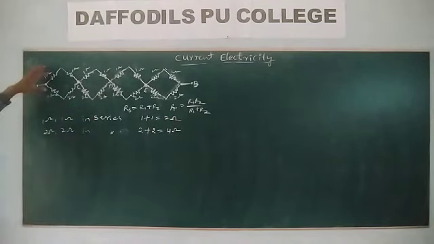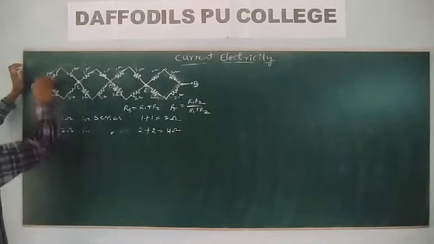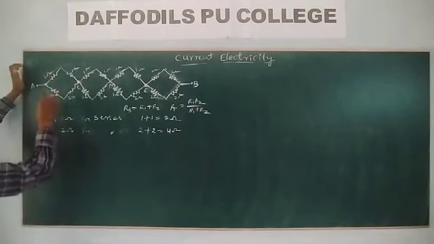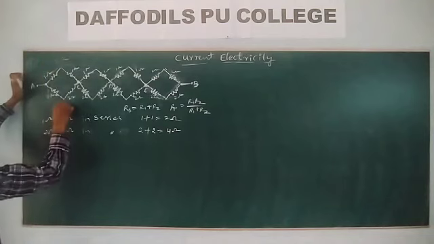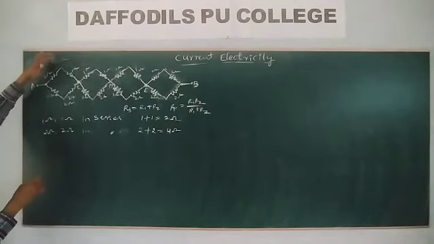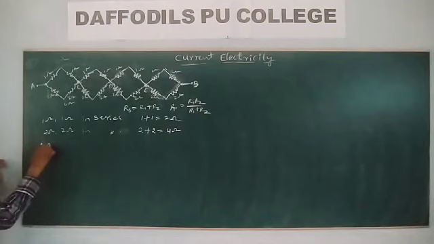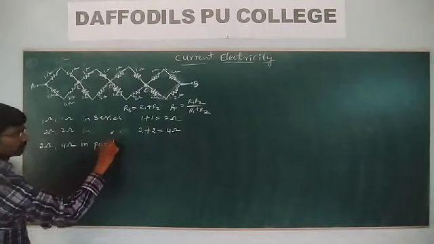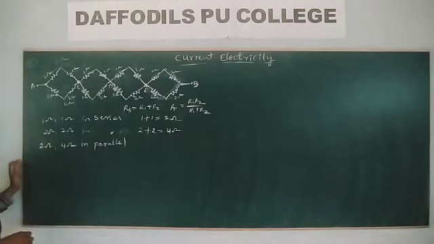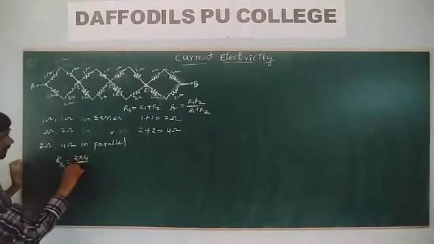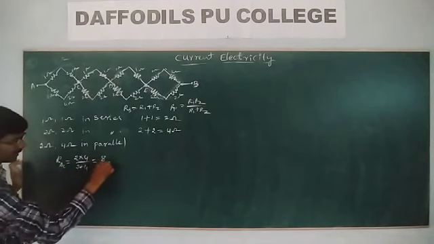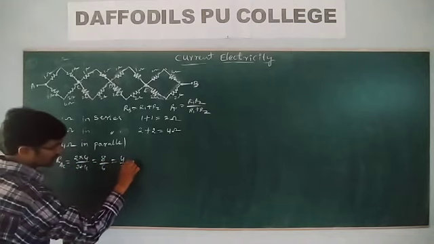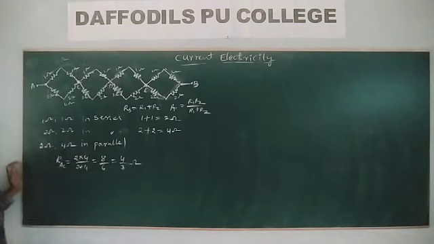Now look at this one. This is 2 ohm, and the equivalent of these two is 4 ohm. The 2 ohm and 4 ohm are in parallel. Then what is the equivalent resistance? RAC is equal to 2 into 4 by 2 plus 4, which is equal to 8 by 6, that is 4 by 3 ohm.